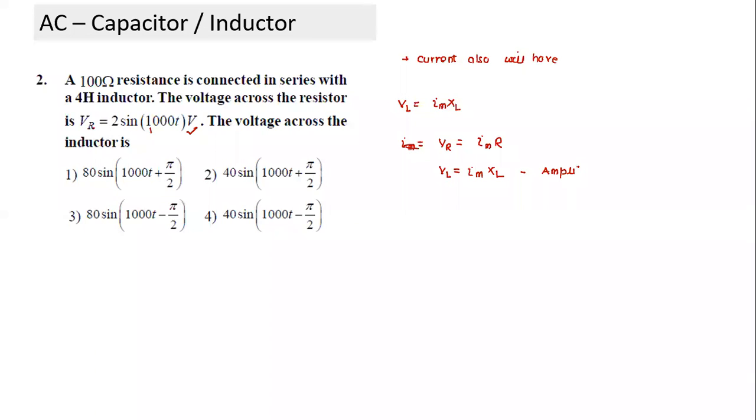How do I find the phase? Here the phase constant of VR is 0. Current will also have the same phase, equal to 0. So what is the phase of VL? In the case of L, voltage leads current by 90 degrees, or current lags by 90 degrees. So the voltage across the inductor will have a phase of plus pi by 2. So I can find the amplitude, and in terms of phase it will be plus pi by 2. The other two options are not there. So you can solve this as well.